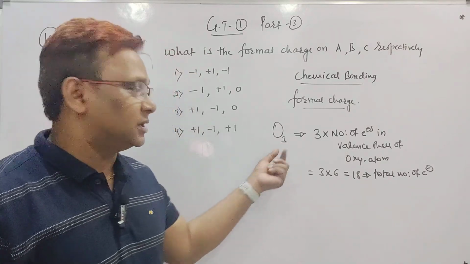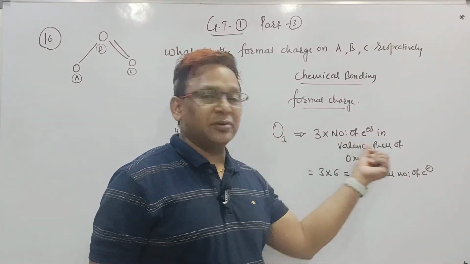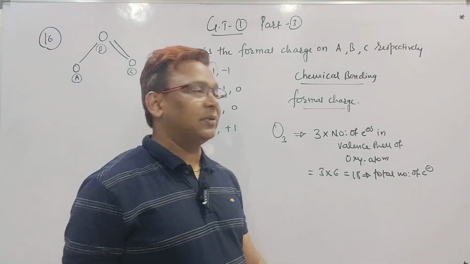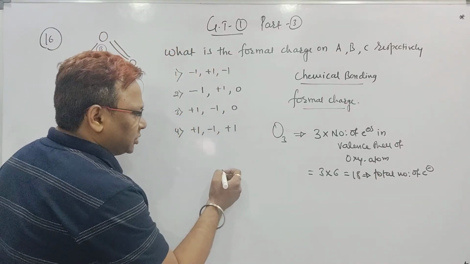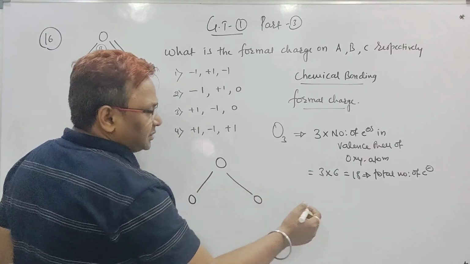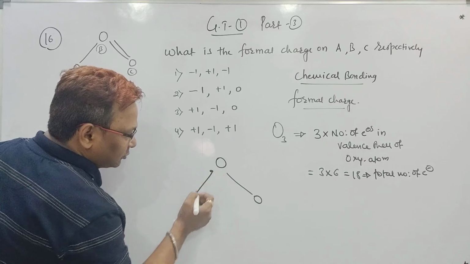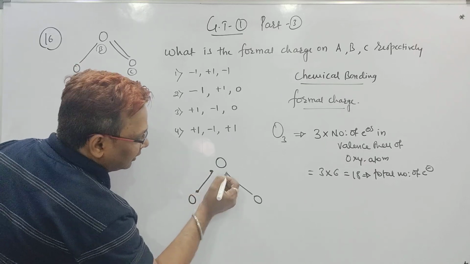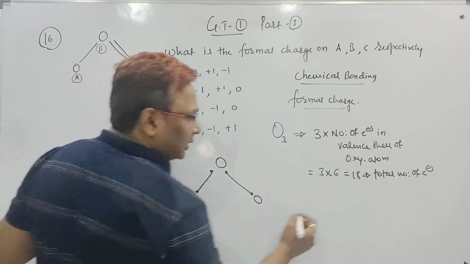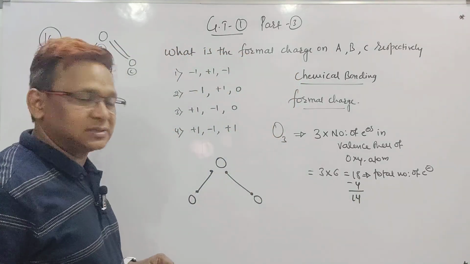Means the first step is to find out the total number of electrons present in the given species. The species given is ozone, sir. Ozone means 3 oxygens are there, and each oxygen contains 6 electrons in its valence shell, so 18 is the total number of electrons. Then try to make the structure of it. O bonded with O, bonded with O. Out of these 18 electrons, we use 2 electrons to make 1 bond, and again 2 more electrons to make 1 more bond. 2 plus 2, 4 electrons we utilize. Remaining 14 electrons are left with us.